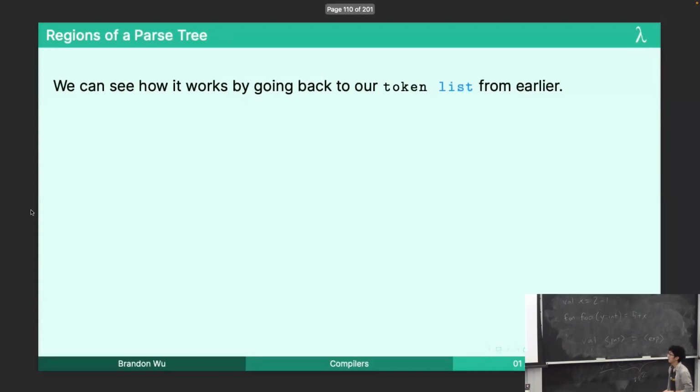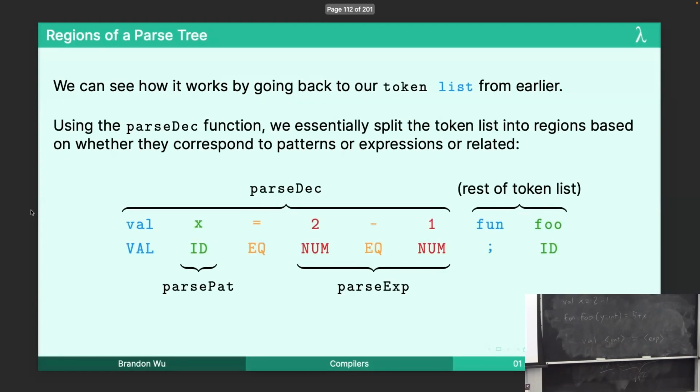It's confusing. Okay. I should have showed you this earlier, but basically here's the idea, right? When I have a token list, which is going off a little bit longer, parseDec munches off this guy from it, but it stops right before the fun. It says, give me a val, give me a pat, give me an equals, and then parseExp goes a little bit farther. Then it stops right here. And then we iterate the process. That's all that's happening.